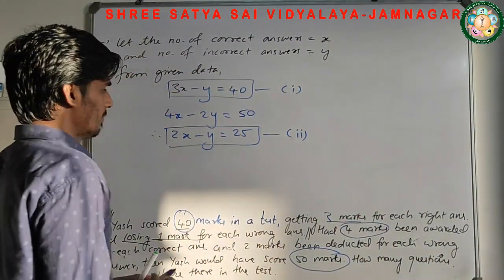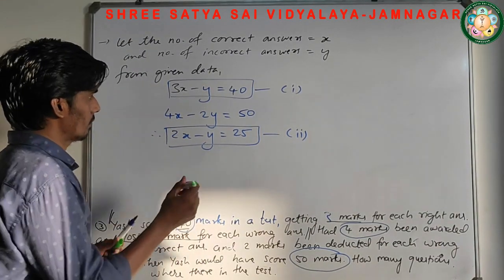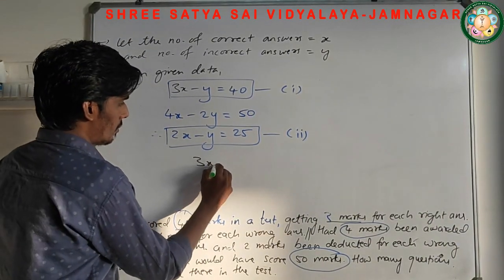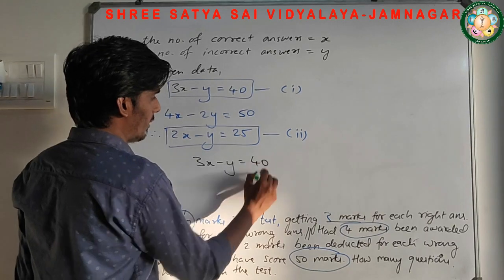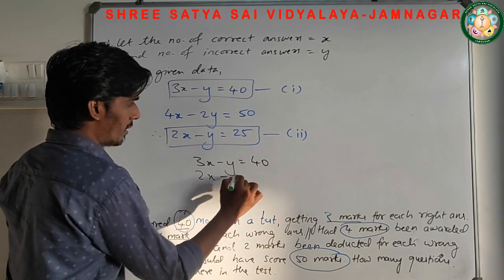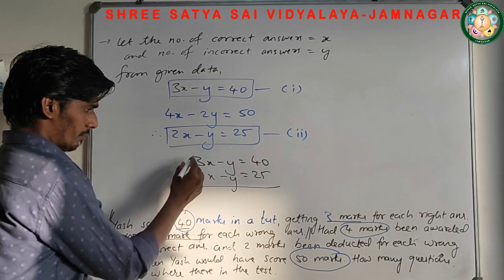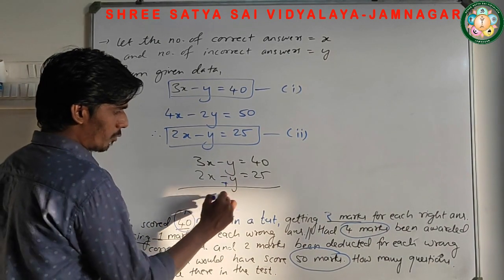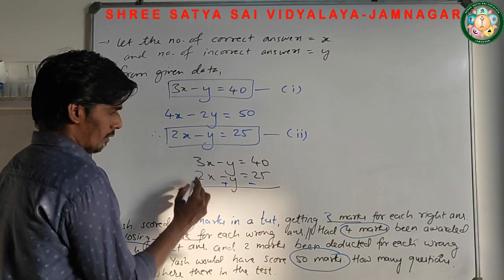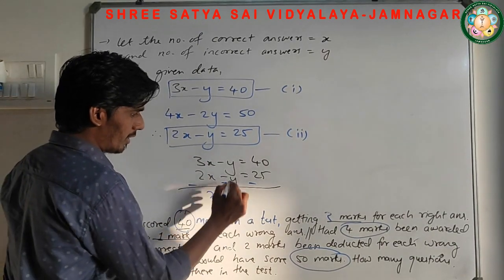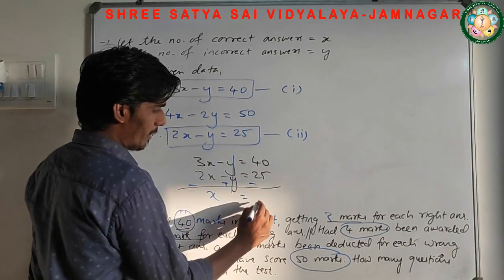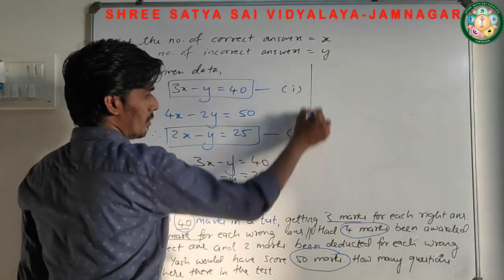Eliminate both the equations. 3x minus y equals 40. 2x minus y equals 25. It's the same sign, so we have to change the sign. 3x minus 2x is x only. This gets cancelled. 40 minus 25 is 15.